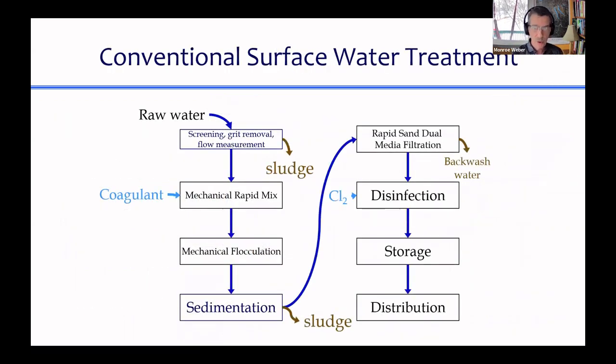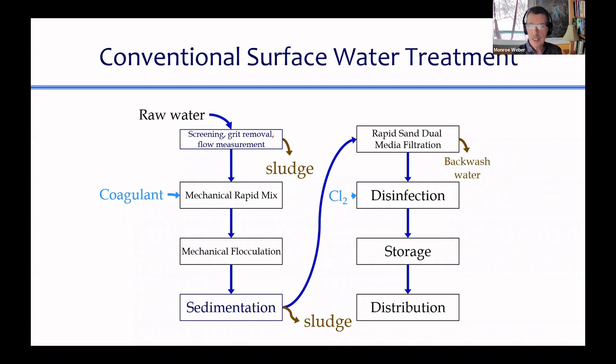So here's a conventional water treatment plant. You take a raw water, a surface water, a creek, a stream, a river, a lake, and you run it through an entrance tank where you screen it, remove grit, and you measure the flow, get rid of any sludge that comes out of that, any grit. You add a coagulant in a mechanical rapid mix. Then you go to a mechanical flocculator. Then you go to a sedimentation tank where sludge is removed, and often there's a mechanical system for scraping the sludge out of the bottom of the sedimentation tank.